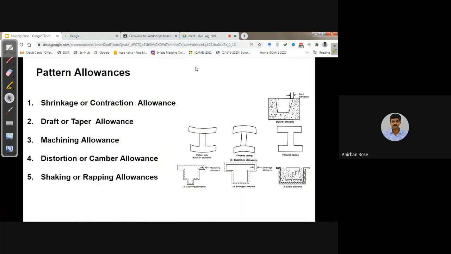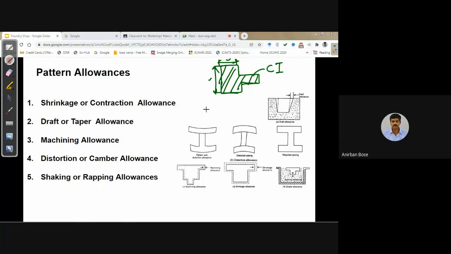Now you see the different kinds of pattern allowances. Suppose we have to create a particular shape, maybe like this, and this should be made of, say, cast iron, and all the dimensions are given. So we have to cast. We know the material, cast iron, and all the dimensions are given. And this machine part is very important. We have to cast this thing.